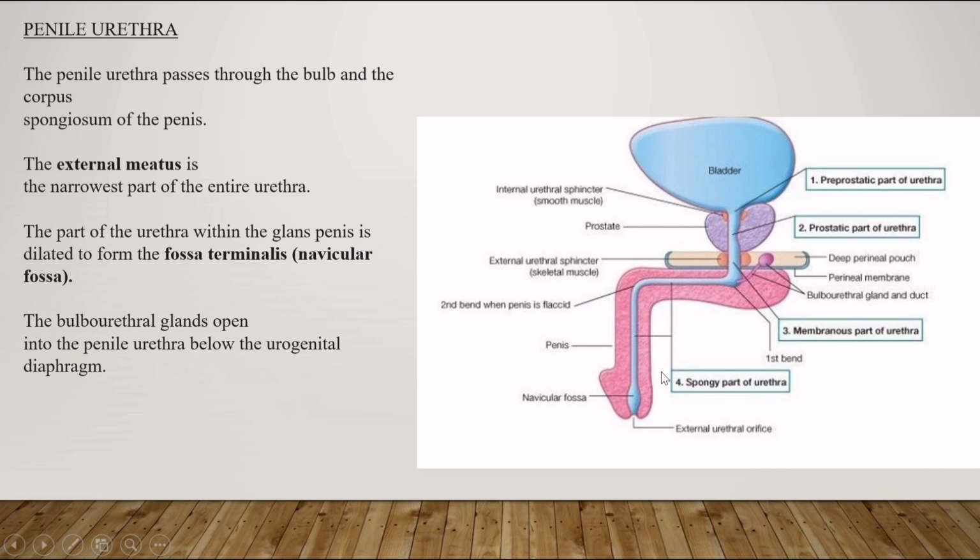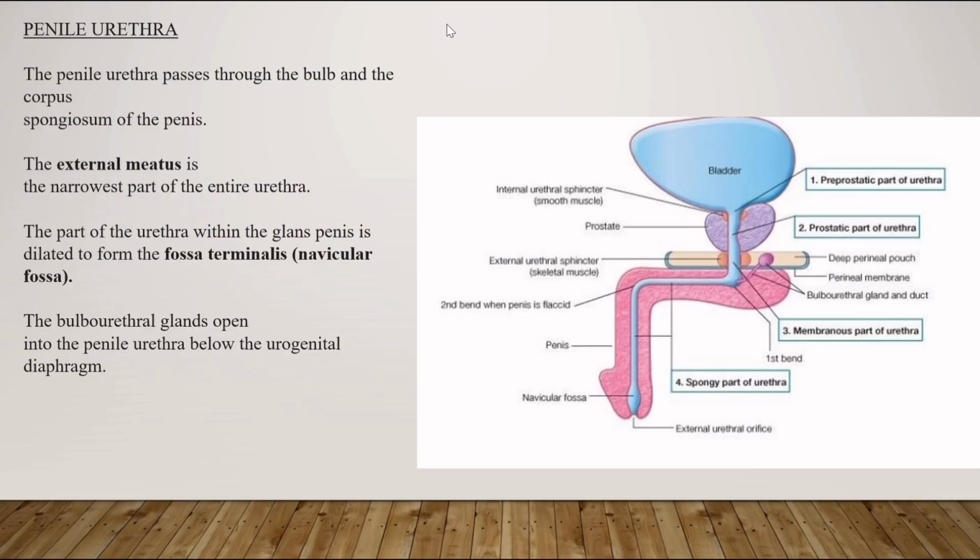And then the external meatus, this is the external meatus. That's where we find the narrowest part. Here, the narrowest part. So you see that in the glans penis, it's dilated. The penile urethra is dilated to form the fossa terminalis. And we talked about the bulbourethral glands draining their contents into the penile urethra. Yeah, so that was it.